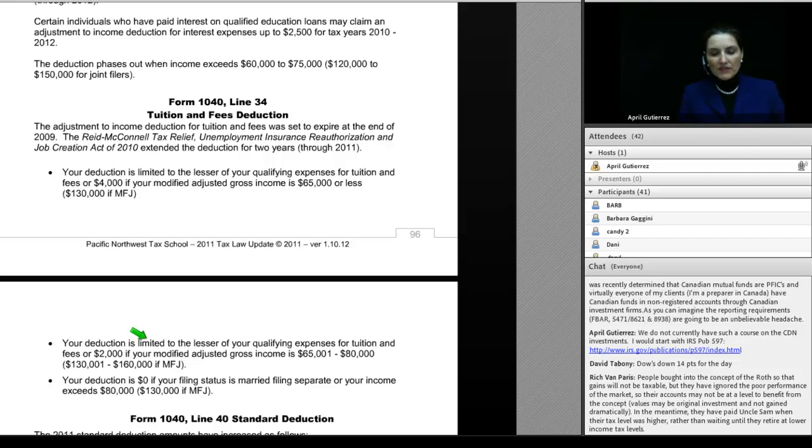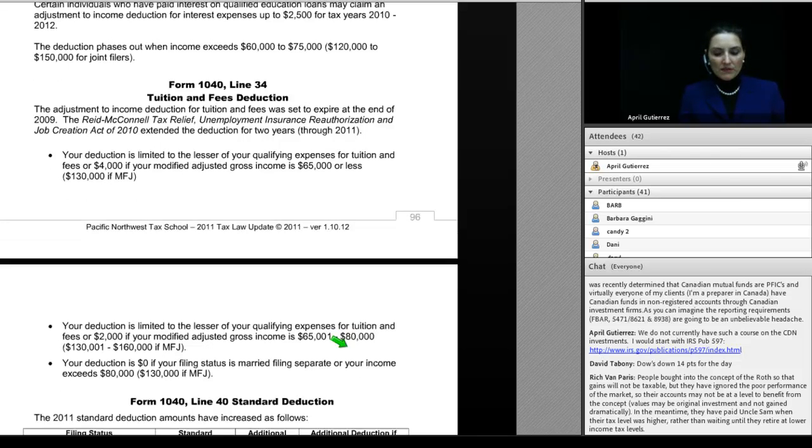If your income is $65,001 or more, but not more than $80,000, then the deduction is $2,000. And if your income is $80,001 or higher, the deduction is 0. And of course, you can take those phase-outs and double them on married filing joint returns.